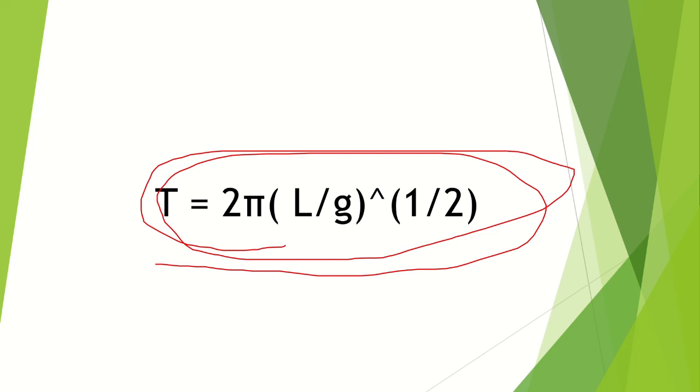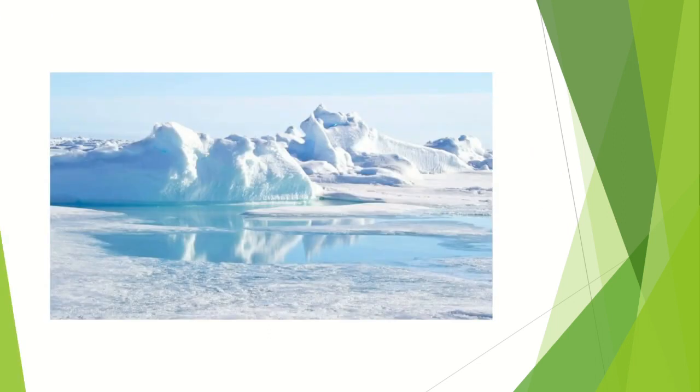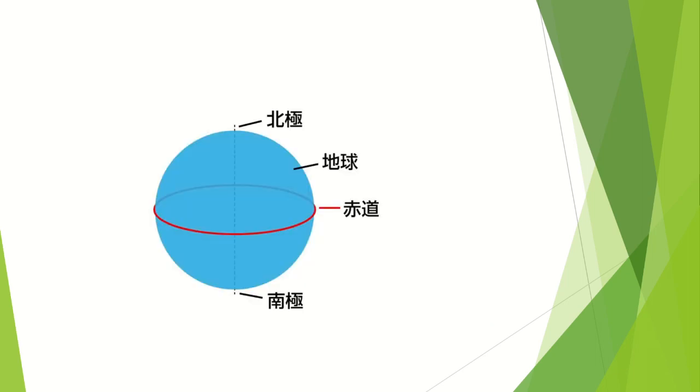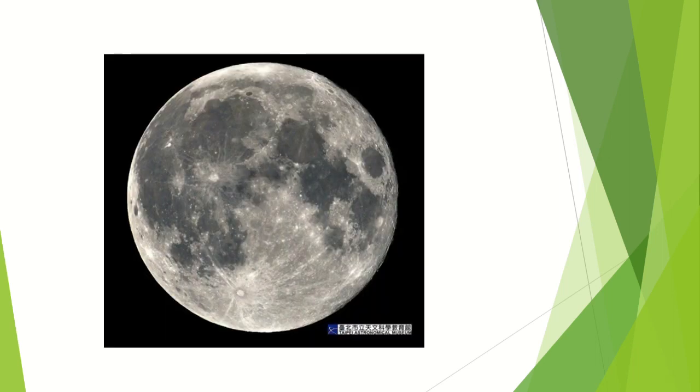In this formula, we can find that T varies directly with the square root of L and inversely with G, while G is not identical in different places, such as the North Pole, the equator, and the Moon, and the relation between L and G is what we are going to focus on.